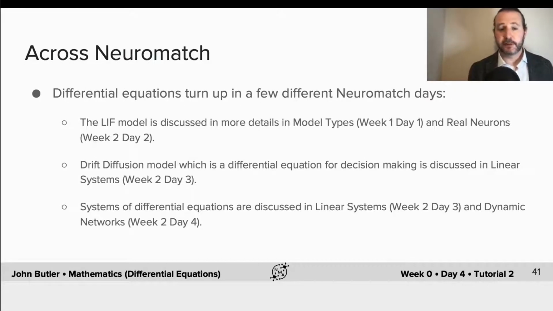You'll see differential equations across Neuromatch. They'll turn up on different days. The Leaky Integrate and Fire model turns up on the model types week 1, day 1, and real neurons, week 2, day 2. The drift diffusion model, which is a differential equation for describing decision making, is discussed in linear systems in week 2, day 3. Systems with differential equations are discussed in linear systems in week 2, day 3. And dynamic networks in week 2, day 4.